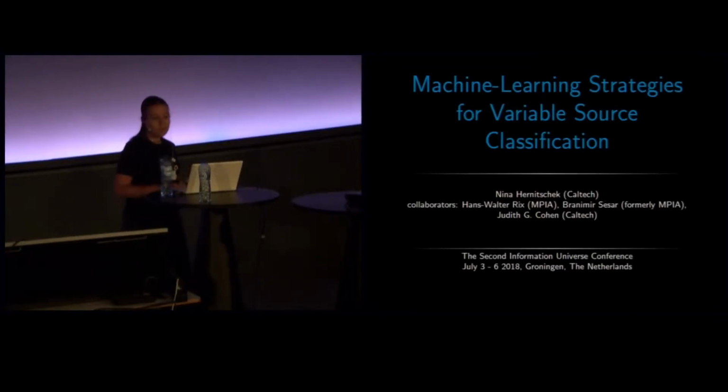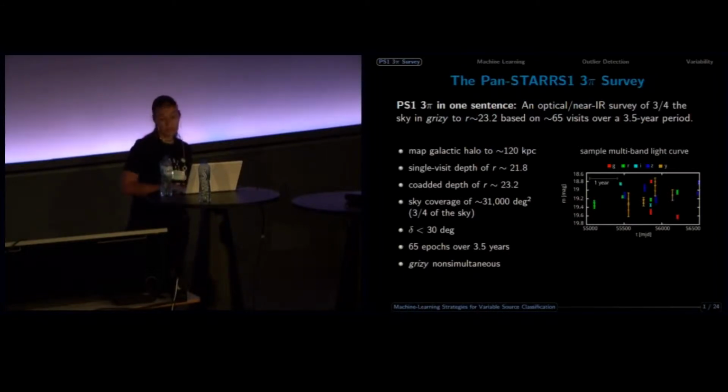To give an idea of how that data can look, I want to first give a very short introduction to the survey. The PanSTARRS 1.3 survey, in one sentence, is an optical and near-infrared astronomical survey, covering about 3/4 of the sky in 5 wavebands, and it is a rather deep survey up to about 23.2 magnitudes. And now comes the problem: it has only about 60 to 70 visits, so observations over about a 3.5-year period. This results in a rather sparse light curve, like you see here.